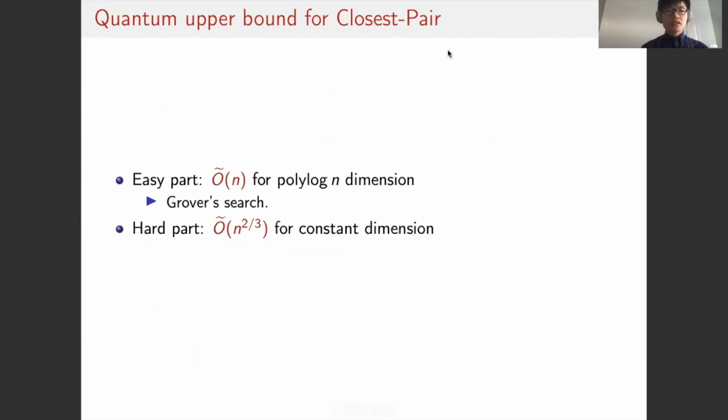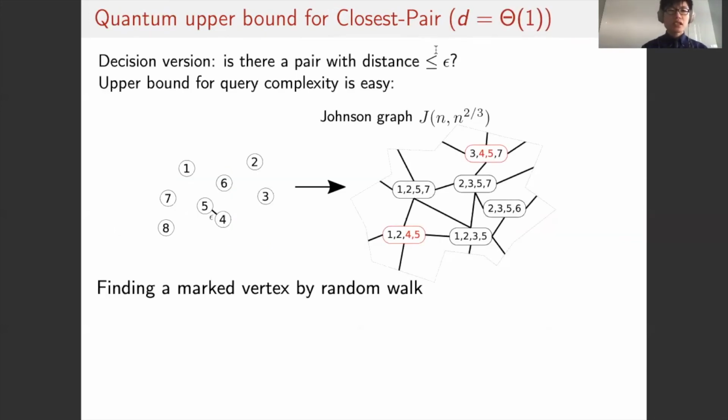Now, let's consider the quantum upper bound for the closest pair problem. In polylogarithmic dimension, we already proved that Grover search is nearly optimal. In constant dimension, however, the quantum upper bound is not very easy. We consider the decision version, that is, to decide if there is a pair with distance less than epsilon. The n to the 2/3 query quantum algorithm can be easily obtained from the unbalanced element distinctness problem.